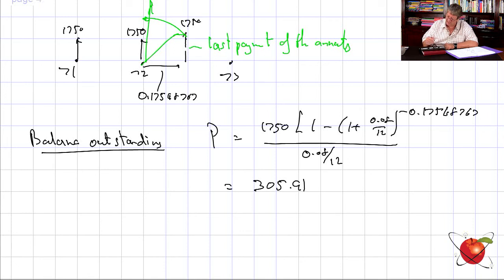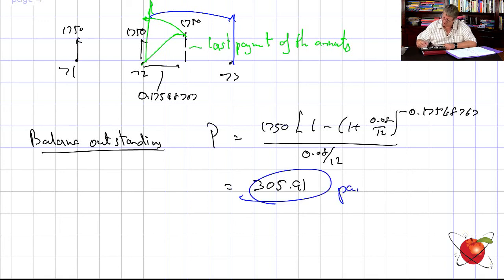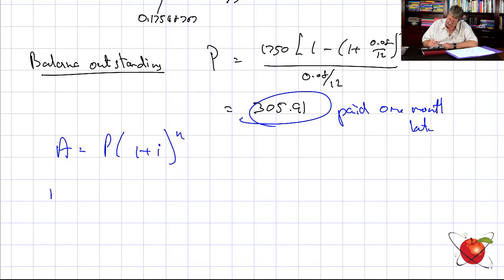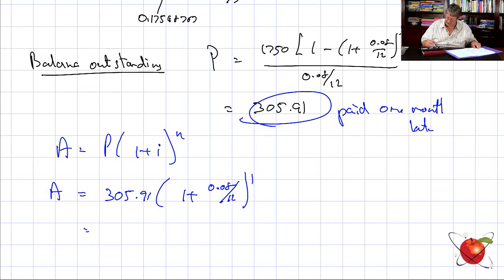But when am I paying this? I'm paying this money there. This is paid 1 month later, which means I need to add another month of interest. You thought you got something for nothing, huh? Amount is equal to P(1 plus i) to the power of n, and I say A is going to be 305.91 times (1 plus 0.08 over 12), and it's 1 month. I end up with 307.95 pounds, yen, dollars, whatever you like.